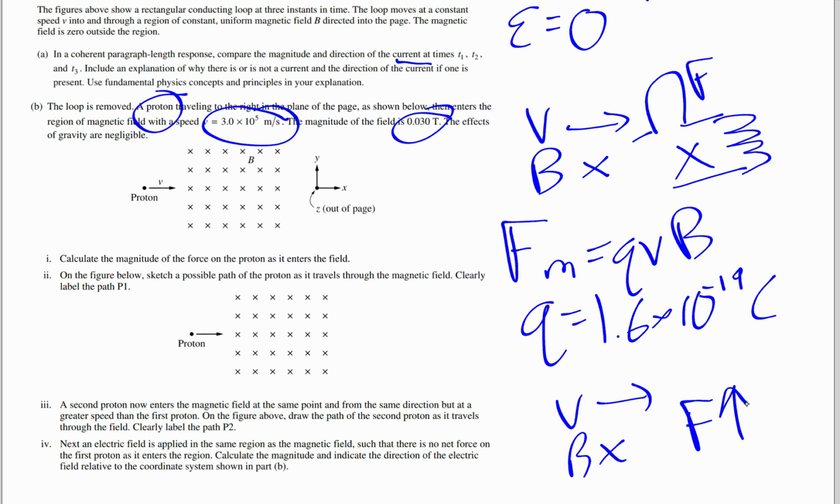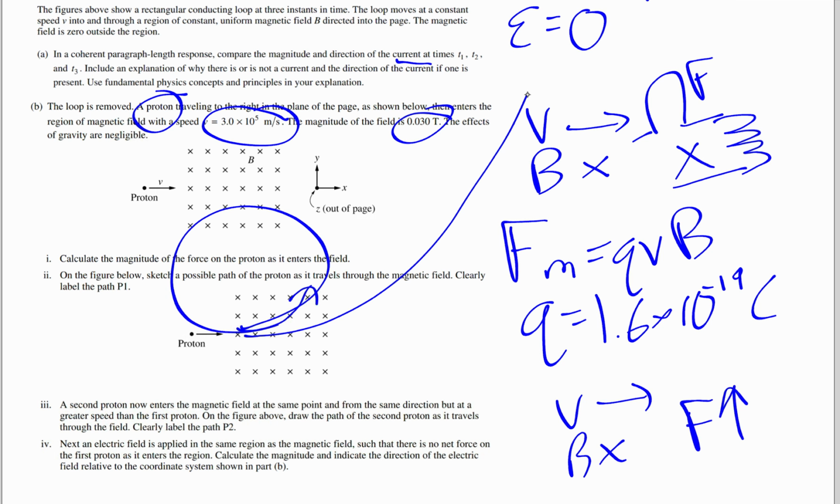So it's going to loop upwards, and that path is going to be a circular path, not a parabolic path. A circle is going to look like that. A parabola, if you keep going, is going to look like that.